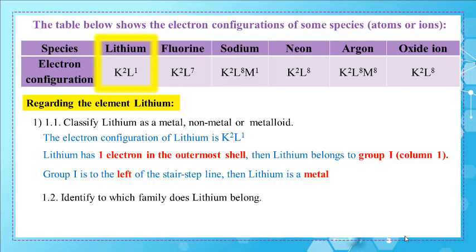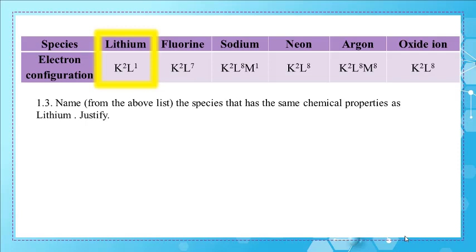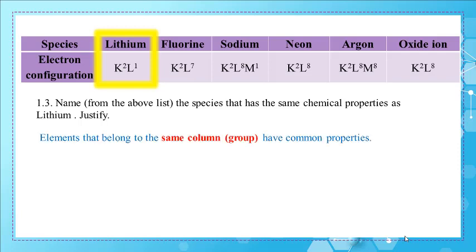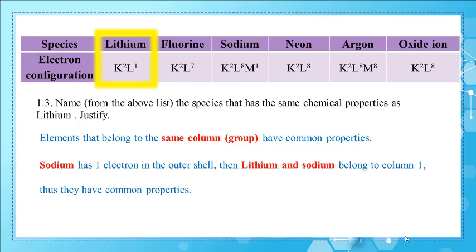Identify to which family lithium belongs. Lithium is in group 1, then it is an alkali metal. Name from the above list the species that has the same chemical properties as lithium and justify. We know that elements that belong to the same column or group have common properties. Sodium has one electron in the outer shell. Then lithium and sodium belong to column 1, thus they have common properties.